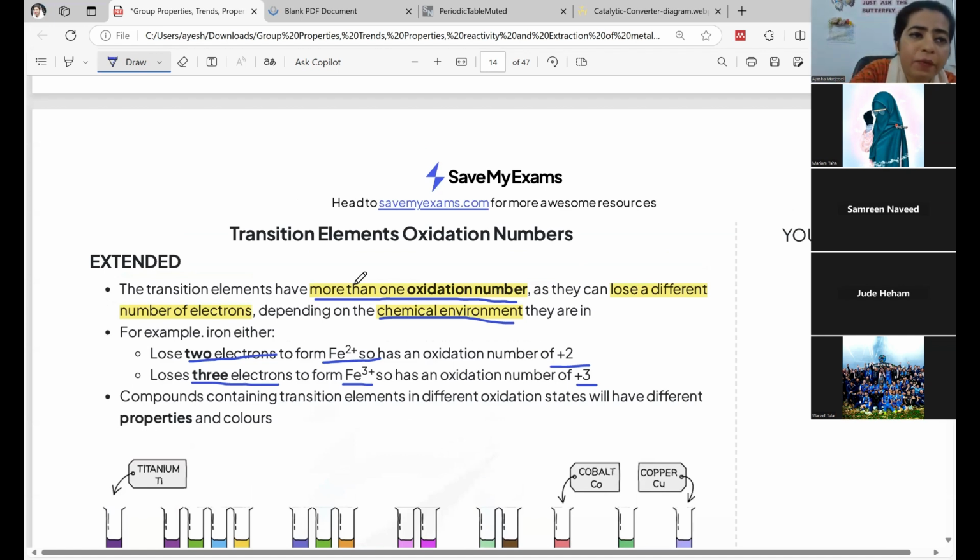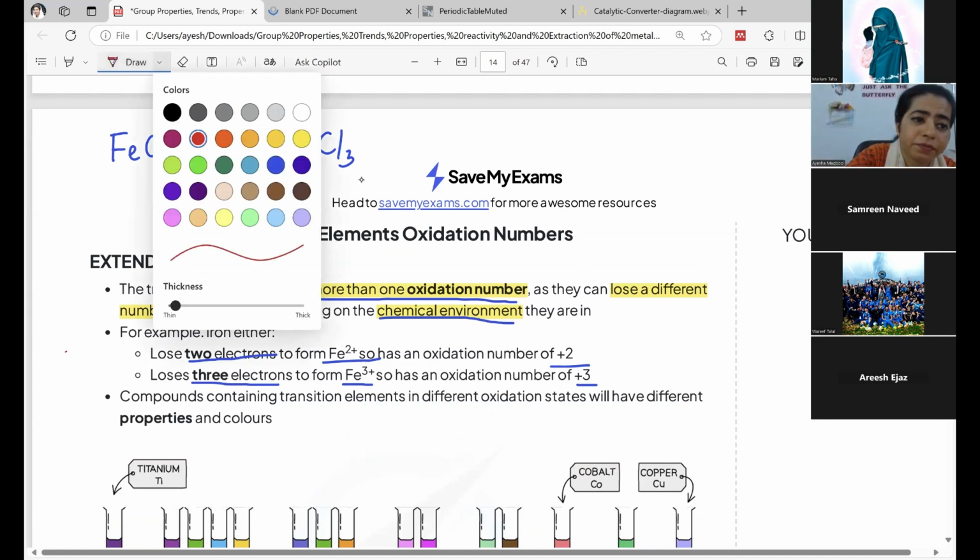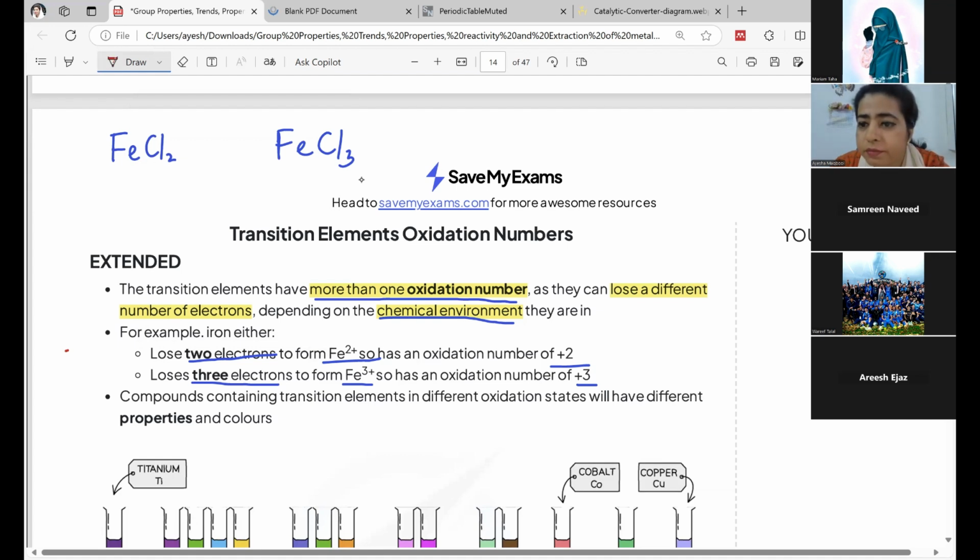We have, let's say, FeCl2, iron chloride, and FeCl3, another iron chloride. So what is the oxidation state of iron in FeCl2 and in FeCl3? Miss, wouldn't it be Fe plus 2 in FeCl2 and Fe plus 3 in FeCl3? Yes, how did you get it? Because the chlorine needs to be balanced, right? So to balance it, we need 3 and 2.